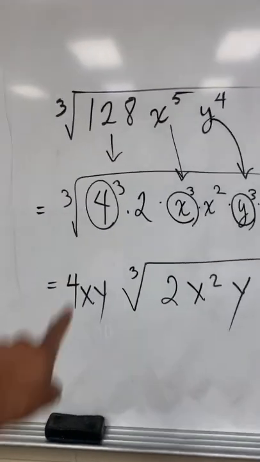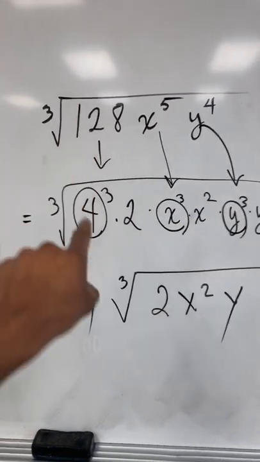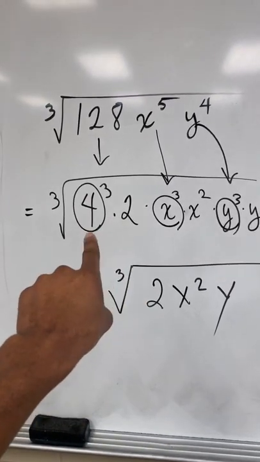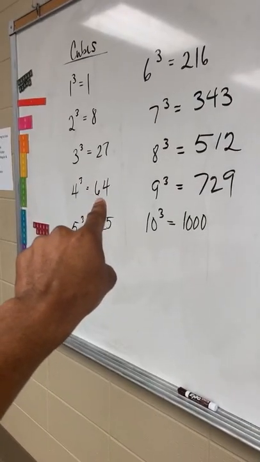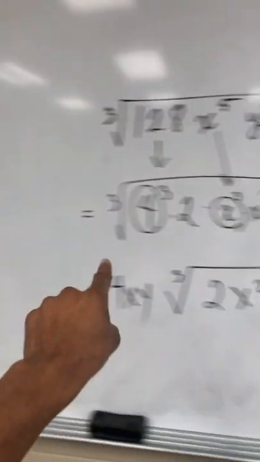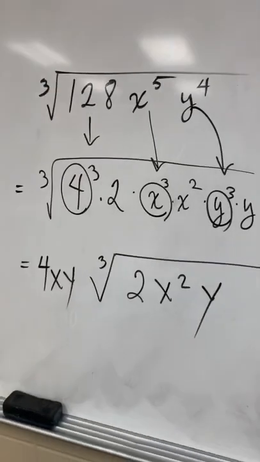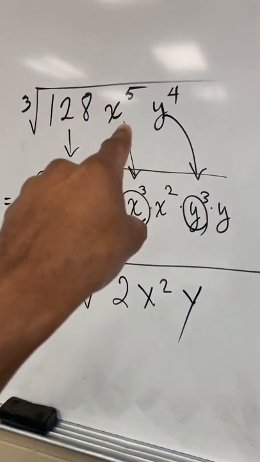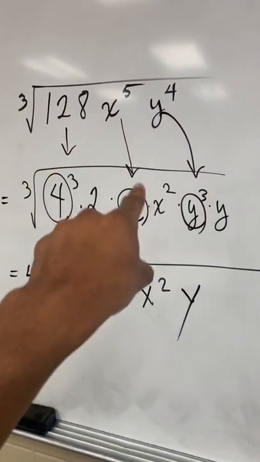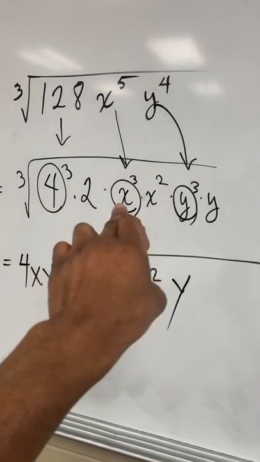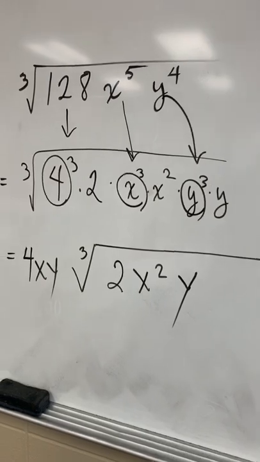All right, so here we go. 128 is the same thing as saying 64 times 2. And remember, 64 comes straight off of this list. So 4 to the third power. So basically 64 times 2 is 128. This one right here, I have x to the 5th power. So I definitely do have x to the third, but I still have 2 more left. So these 2 combined is x to the 5th power.